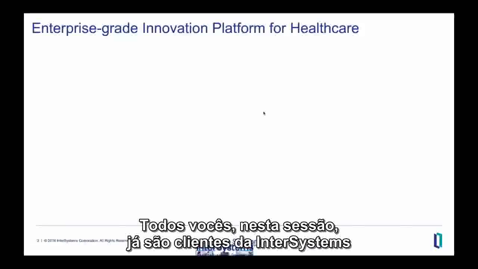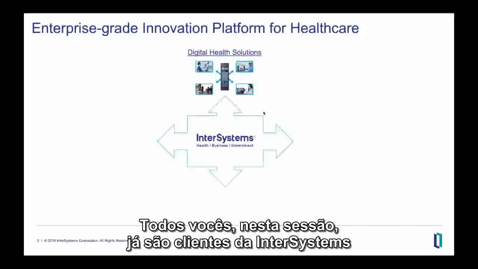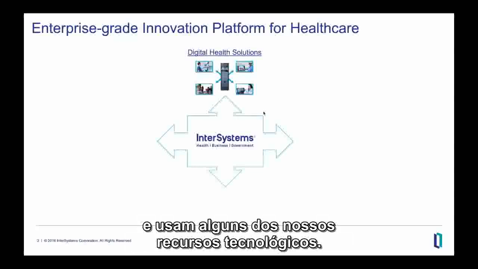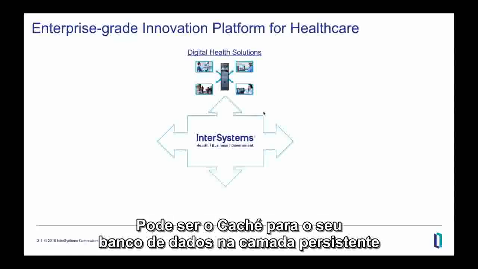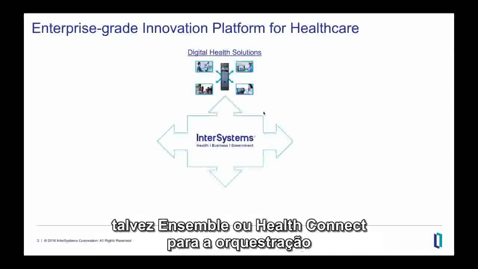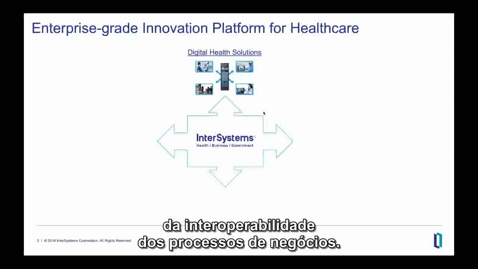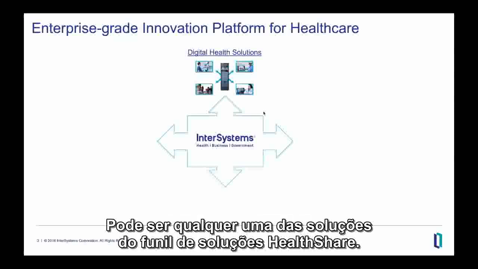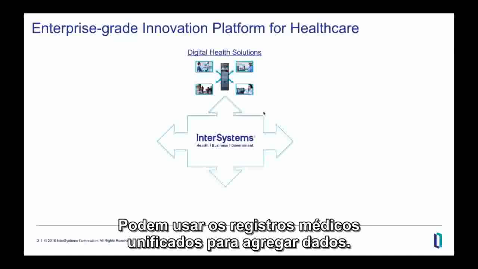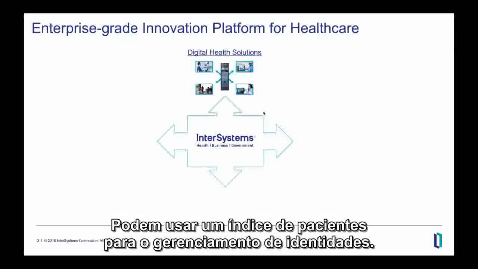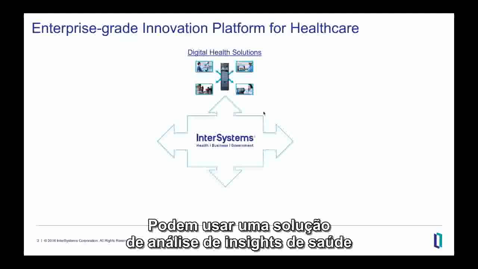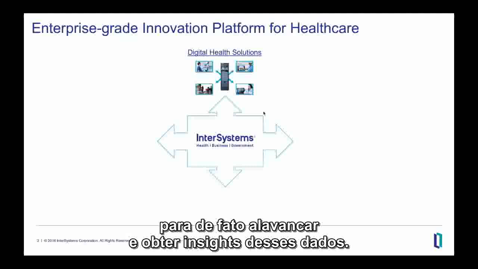So, all of you on the phone are already customers of InterSystems utilizing some pieces of our technology. It might be Cache for your database for the persistent layer. It might be Ensemble or Health Connect to provide the interoperability and business process orchestration. It might be any of the solutions from the HealthShare solution family. You might use the unified care record to aggregate data, the patient index to do the identity management, or the Health Insight analytical solution to get insights out of that data.